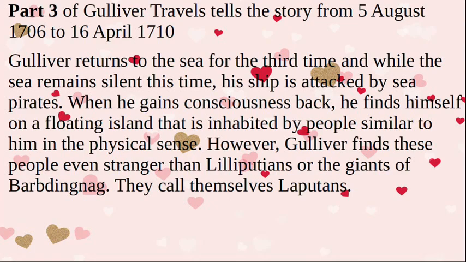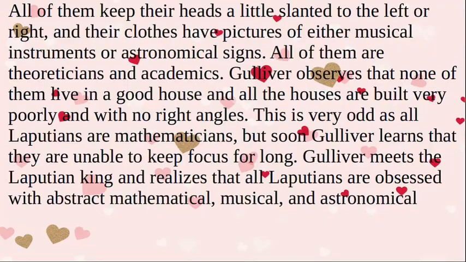They call themselves Laputans. All of them keep their heads a little slanted to the left or right, and their clothes have pictures of either musical instruments or astronomical signs. All of them are theoreticians and academics. Gulliver observes that none of them live in a good house, and all the houses are built very poorly, with no right angles. This is very odd, as all of them are mathematicians, but soon Gulliver learns that they are unable to keep focus for long.